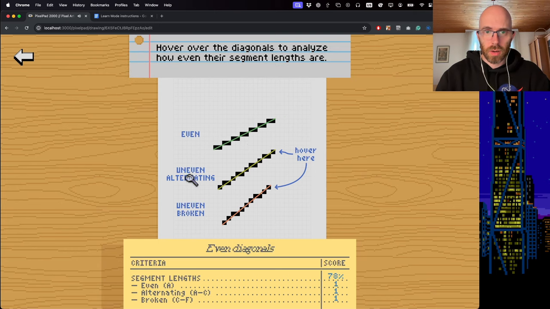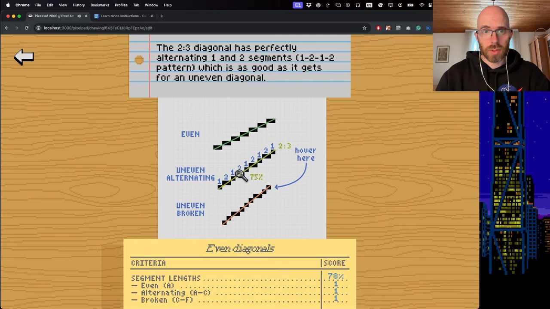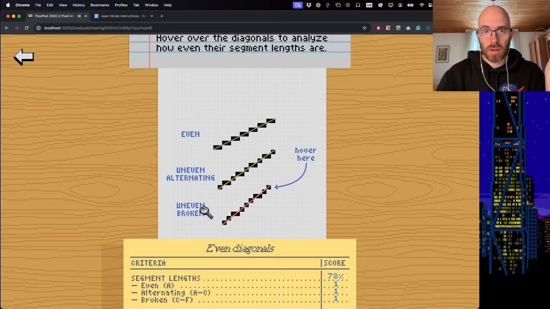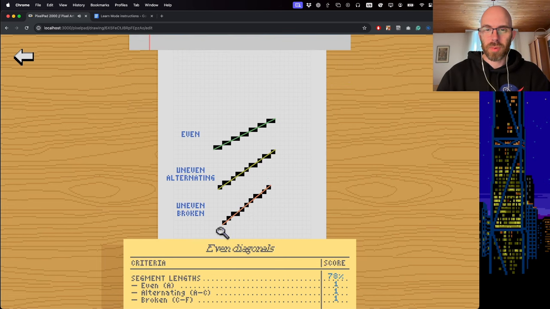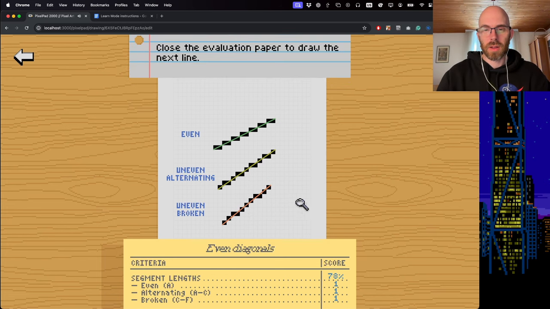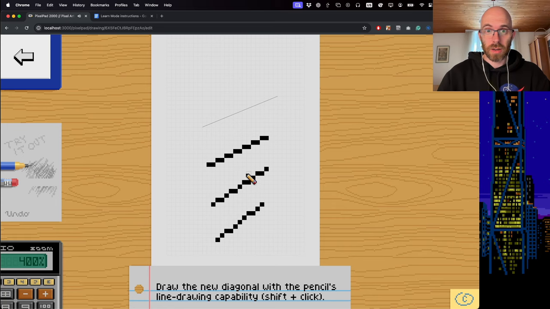So the other two are uneven ones. Here it introduces the alternating diagonals, which just have two lengths that alternate between each other. And then the others are the broken ones. If we hover here, it has this very pronounced stairway effect. And so here we're gonna see another example.